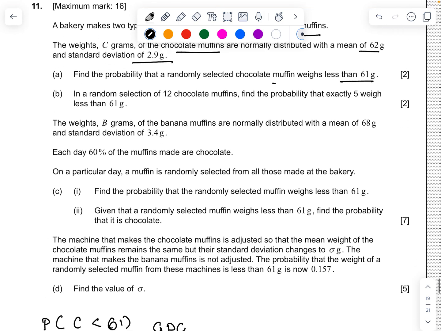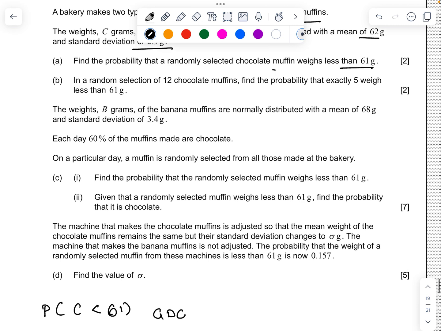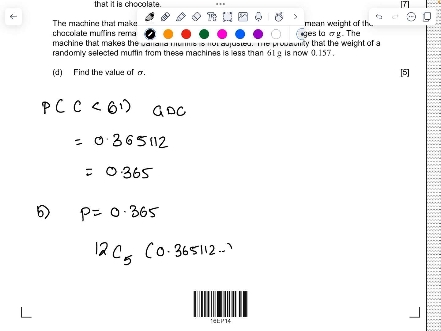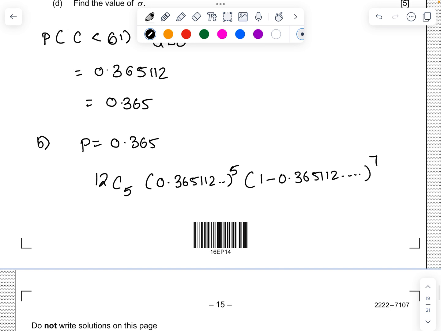Next, in a random selection of 12 chocolate muffins, find the probability that exactly 5 weigh less than 61 grams. So now for part B, probability of success is 0.365. Out of 12, exactly 5 should weigh 0.365112 and the remaining 7 should weigh 1 minus 0.365112, and so on. This is one of the ways of doing it. And you should be getting 0.214.